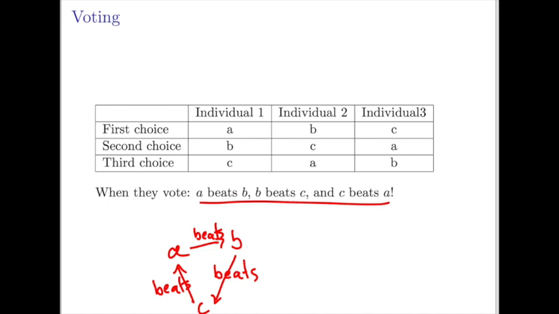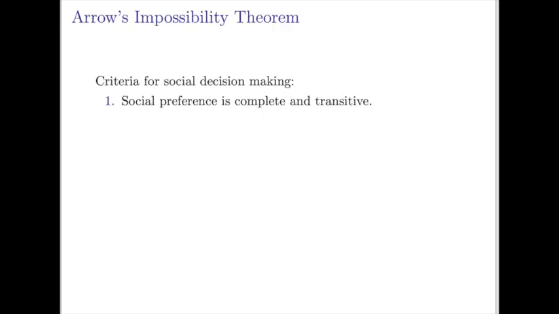Now, is there some other system we could have used to end up with a better social preference to avoid this problem? Well, that was the question that Ken Arrow sought to answer, and he came up with what's called Arrow's Impossibility Theorem. So he wrote down a list of requirements for whatever way we're going to use to take individual preferences and turn those into a social welfare function.